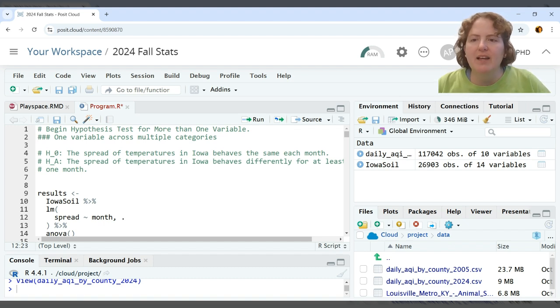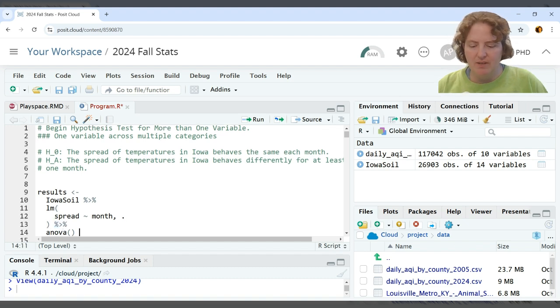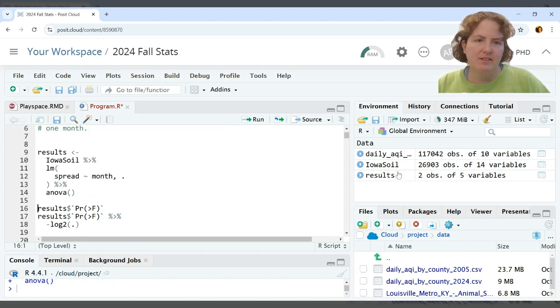This little dot here means that my spread and my month come from Iowa soil. And then this parenthesis ends my linear model, and I'm pushing it into this Anova command, which is analysis of variance. So that's what Anova stands for. Run it, and I have my results.